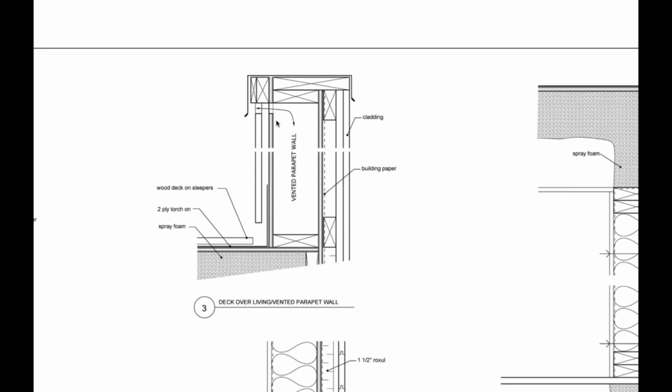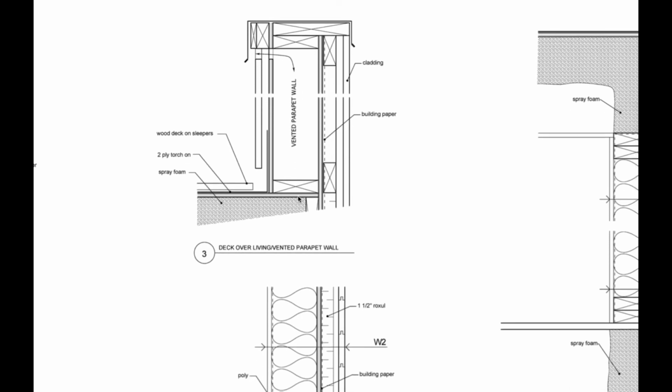So that's kind of cool. I haven't really seen a detail where we do vented parapet walls before. So this is like a little mini wall on the side of the building for the deck. You can see they have flashing on top and all the framing, and then they have little vents in here to allow the air to get inside and dry wood off if the water gets inside.